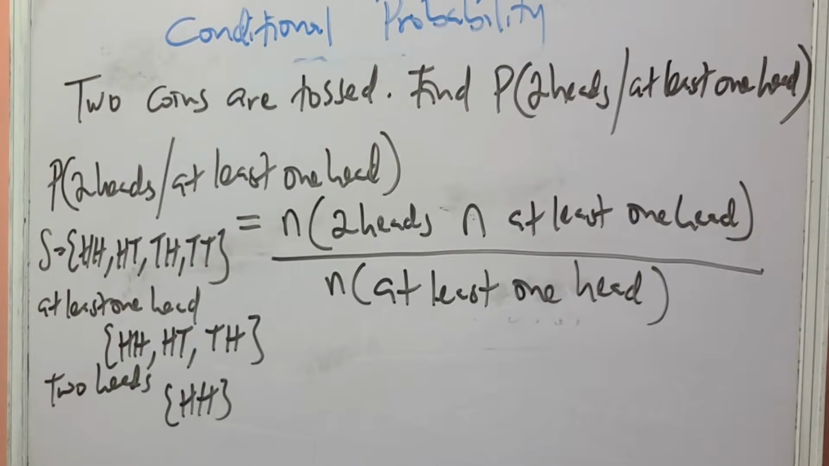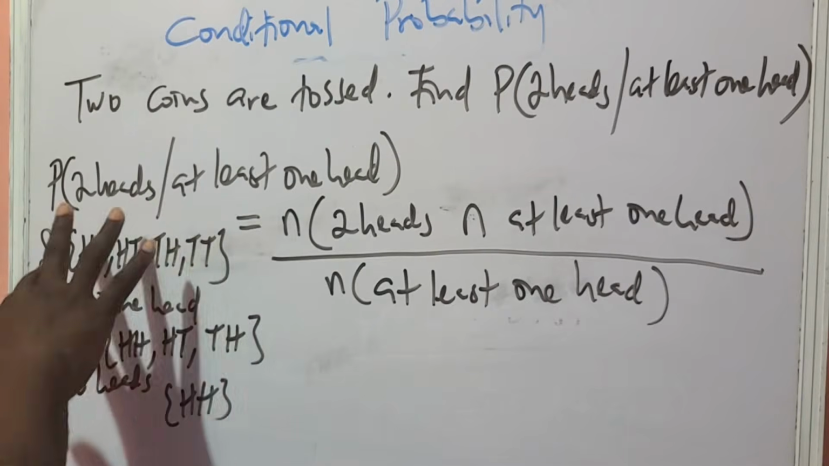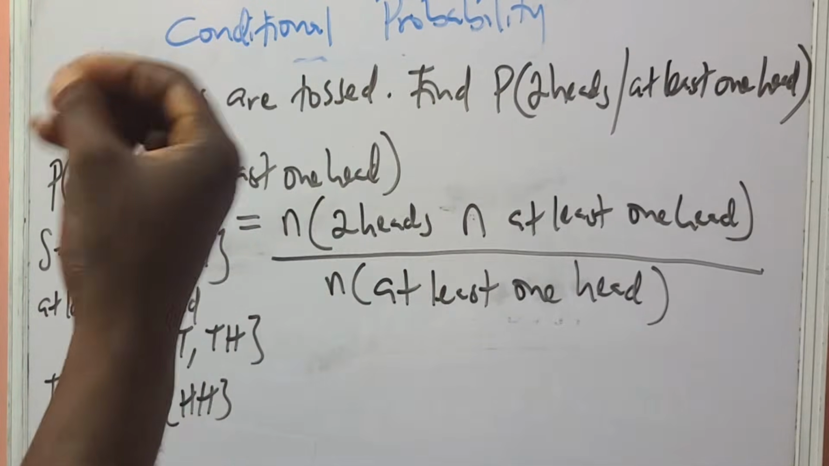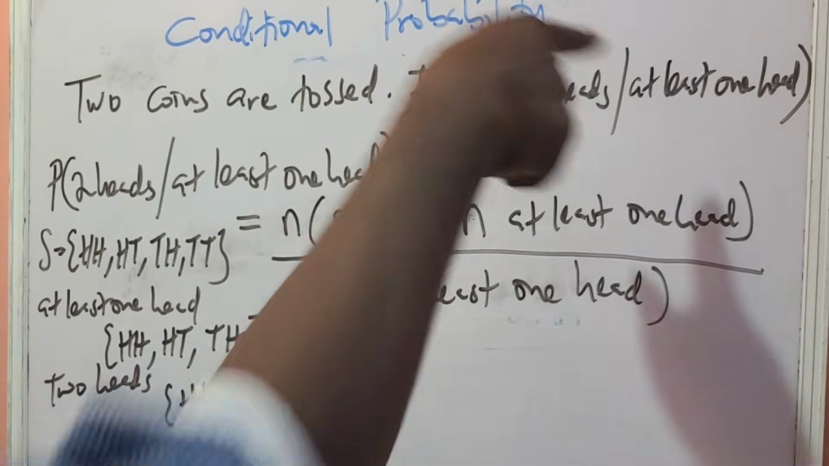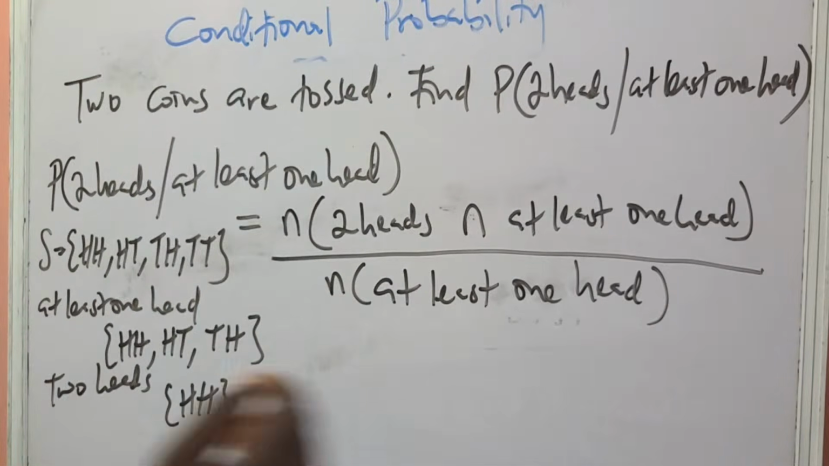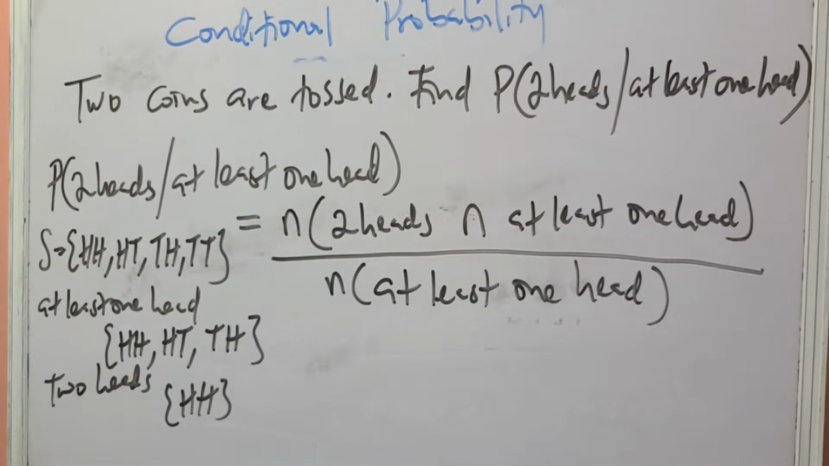Now look at what we're doing right here. This is the event space, the total sample space when two coins are tossed. We are now given a condition. We are asked to find the probability of two heads, given that at least one head. I told you already that this condition, at least one head, becomes your new sample space. That will be the denominator of your answer.